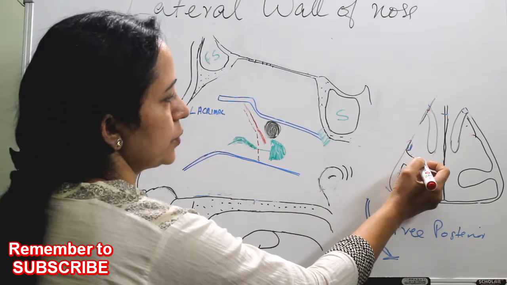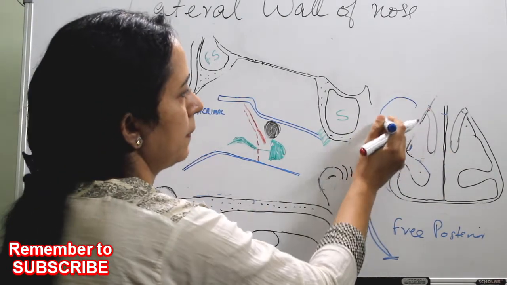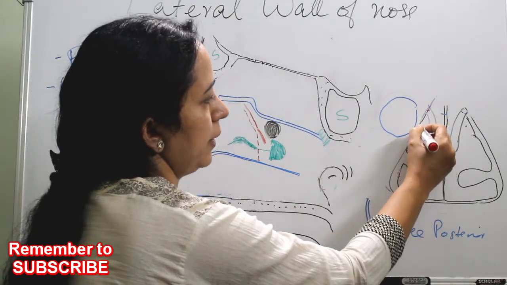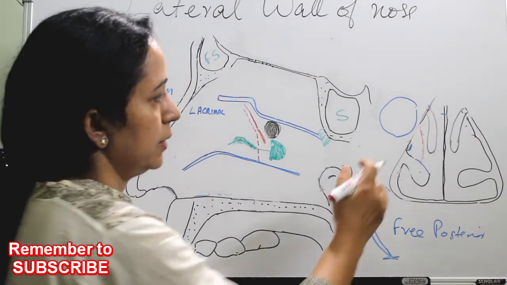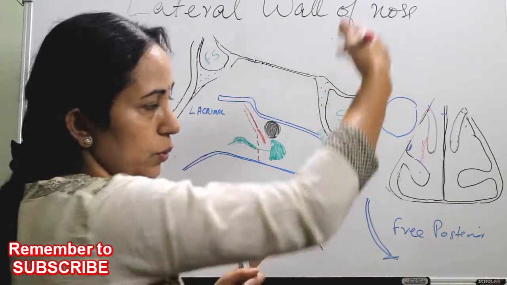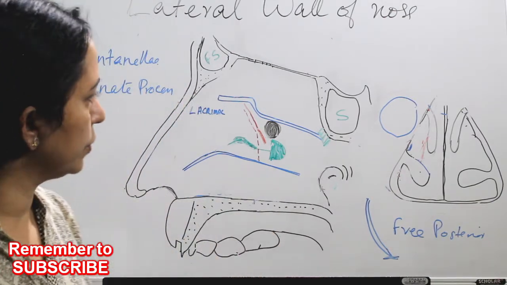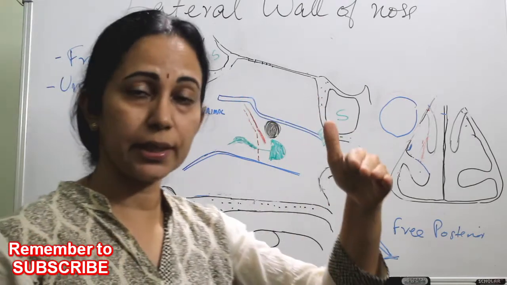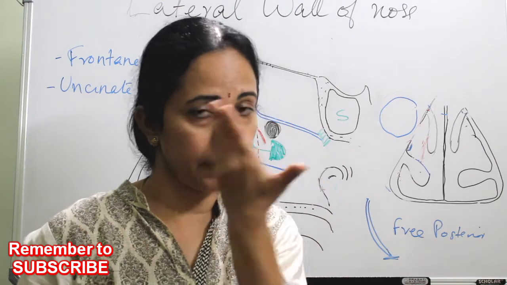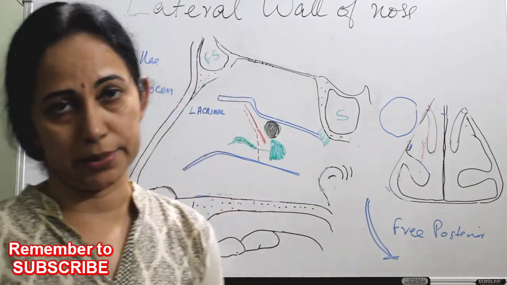Either it can go and attach to the lamina papyracea, which is formed where the orbit comes here. So it can go and attach to the lamina, that is one attachment. Or it can go and attach to the middle turbinate, or it will go directly superiorly and attach to the skull base. So the superior attachment of the uncinate can be to the lamina papyracea laterally, or medially to the middle turbinate, or superiorly to the skull base.